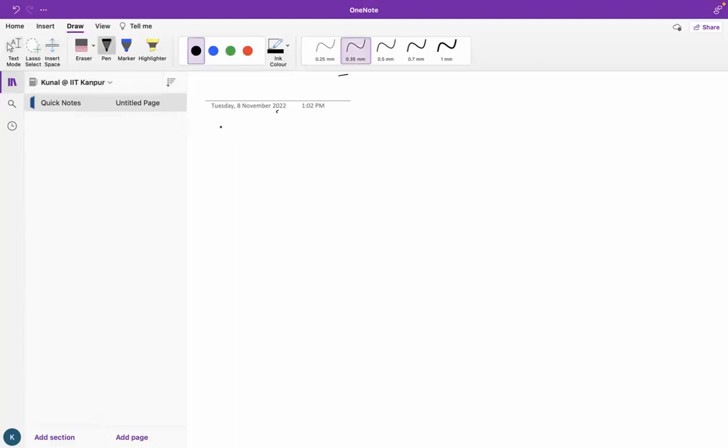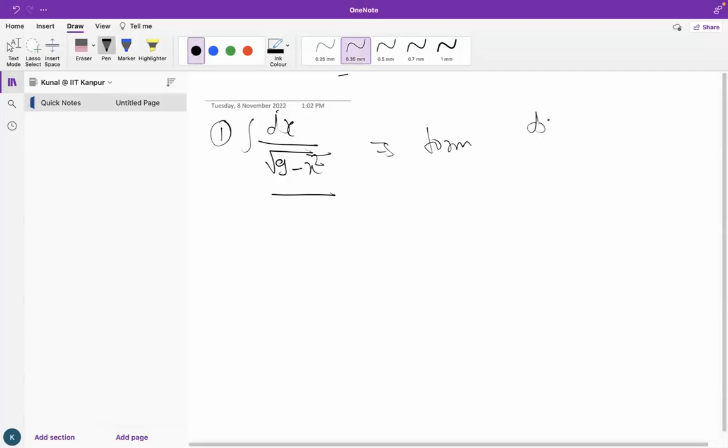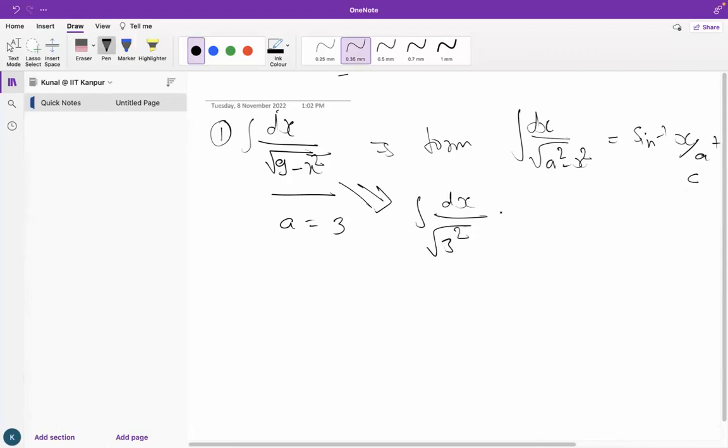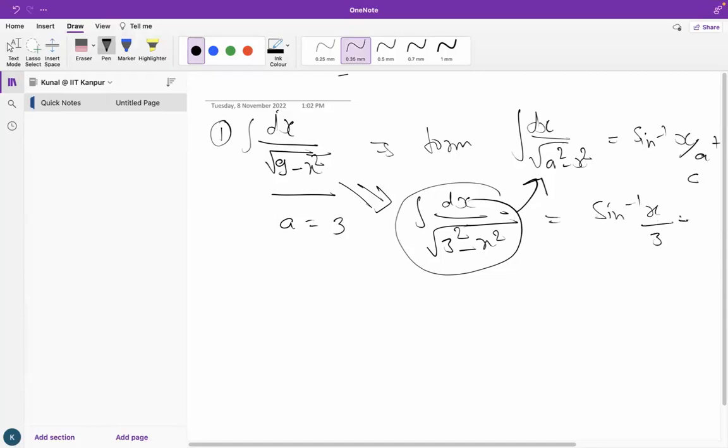So our first problem is integration of dx divided by root under 9 minus x square. So if you look at this problem, what is it? It is of the form that we read yesterday, it matches the standard form. And the form is integral of dx by root under a square minus x square, and we know that it integrates to sine inverse of x by a, where a is 3.